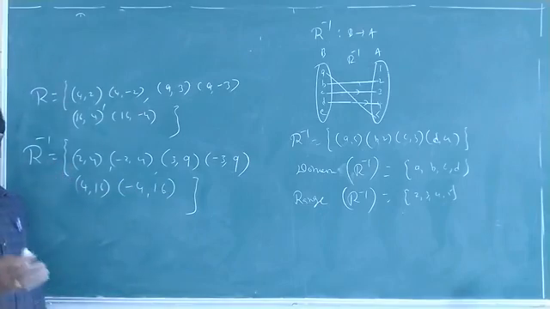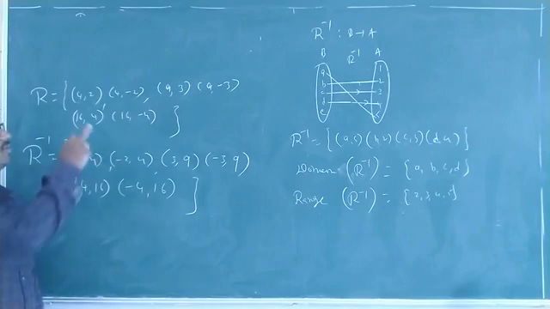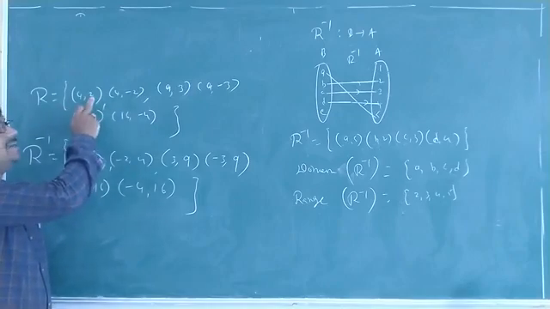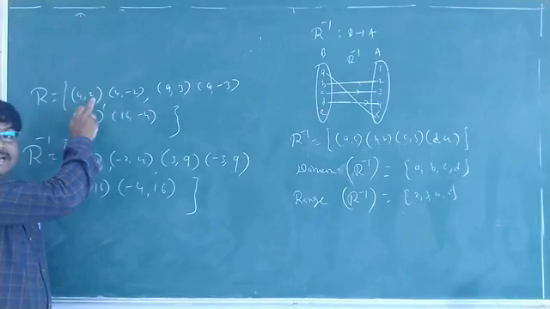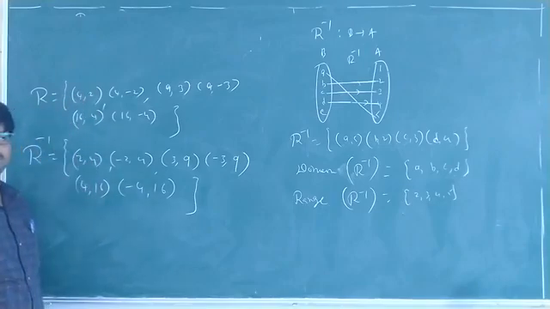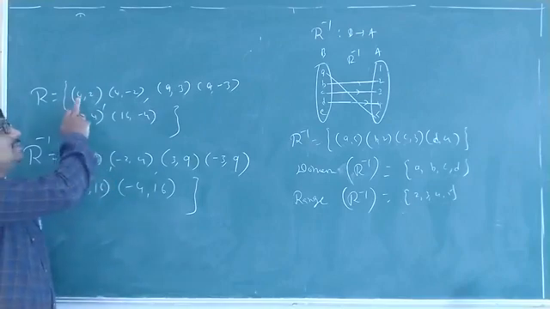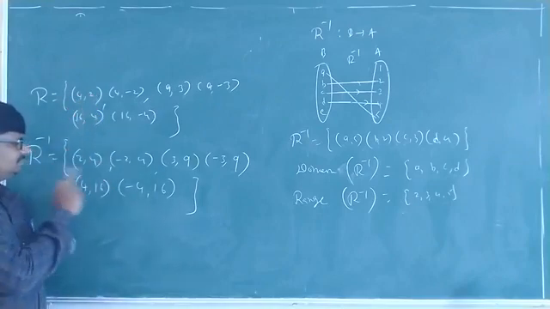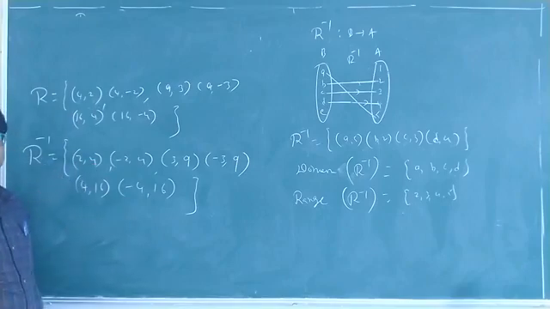That means how will the inverse be here? What is the relation here? In R, the first element is the square of the second element. Here the inverse will be: the second element is the square of the first element.